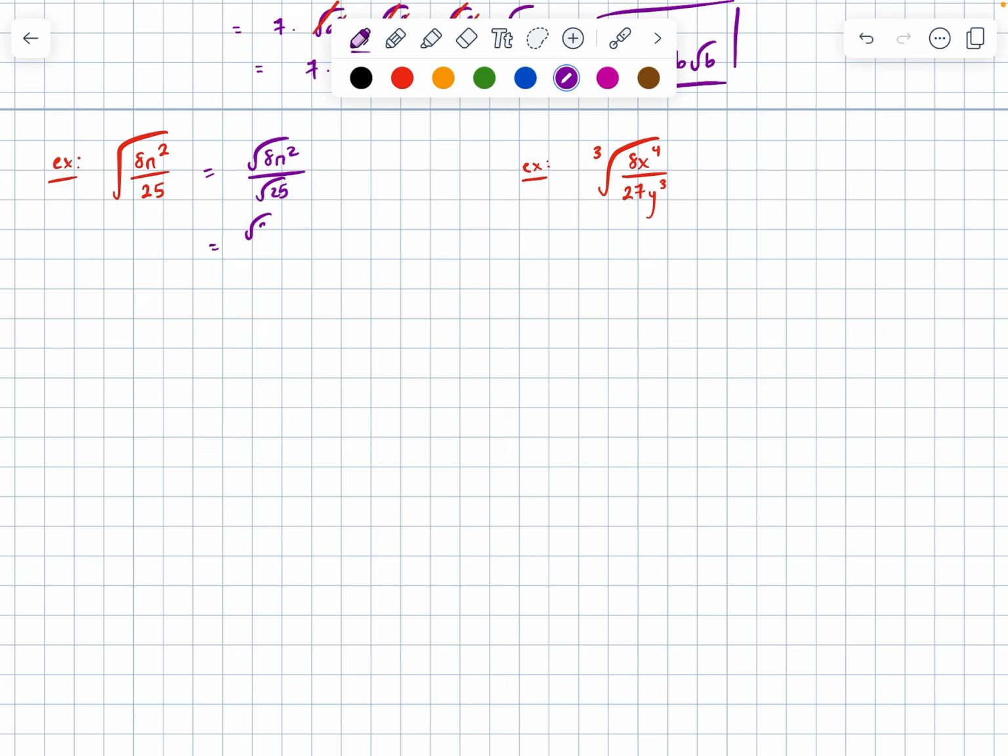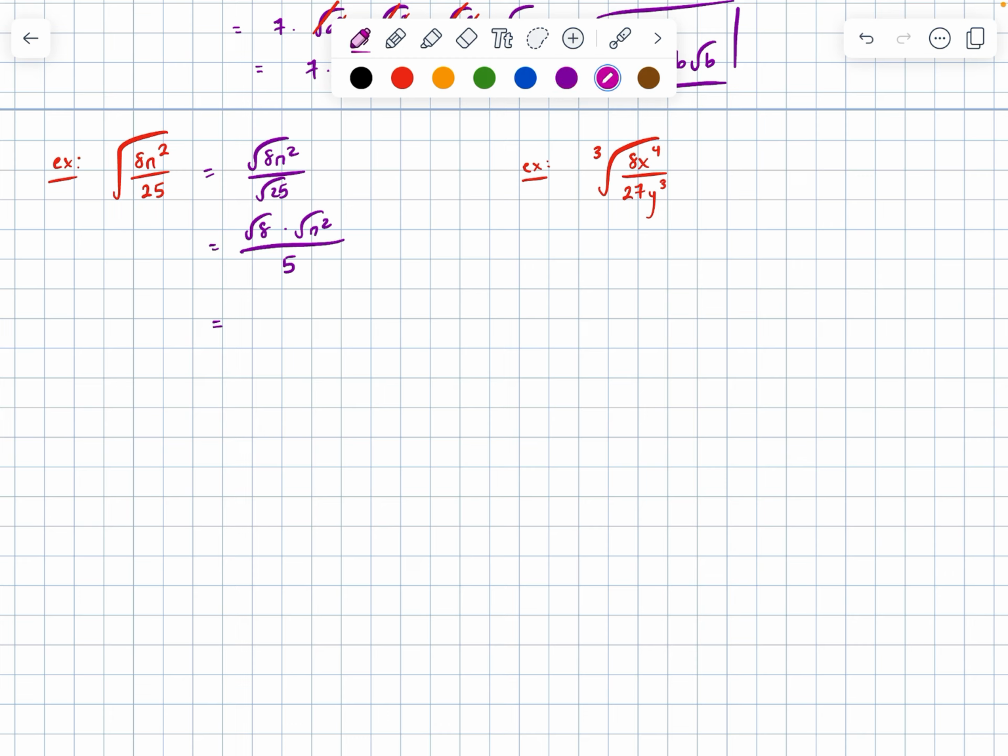From here, in the numerator, notice I can break this down further. This is 8 times n squared. So I'm going to write this as the square root of 8 times the square root of n squared by the product property. And the square root of 25, I of course know is 5. Technically, it's plus or minus 5, but I'm going to hold off on my plus or minus until the end.